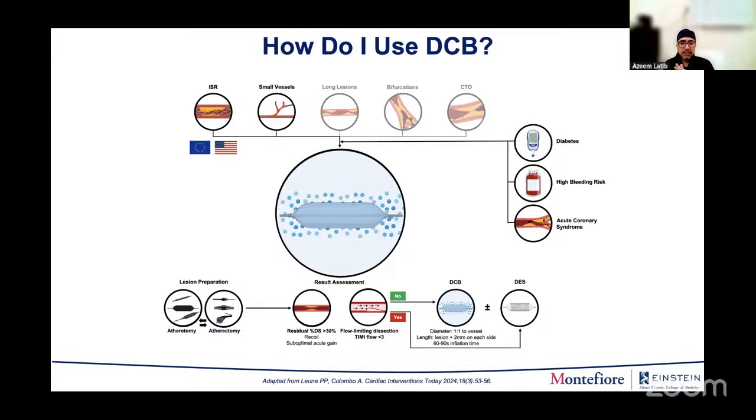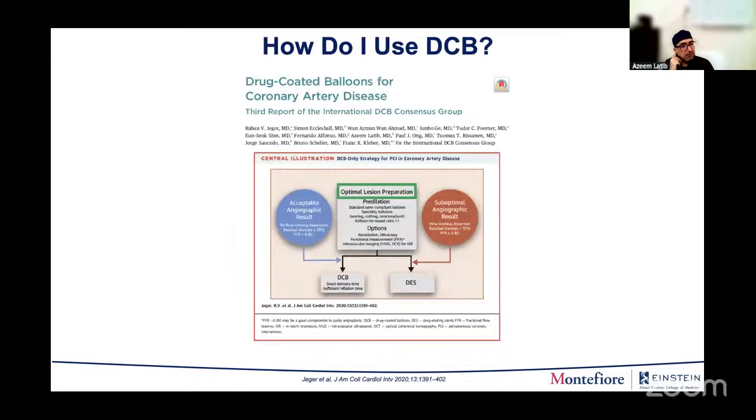So let's go to the next slide. We spent a lot of time creating this consortium or consensus group of experts who had a lot of experience with drug-coated balloons and have published extensively. And we've just kind of updated this.